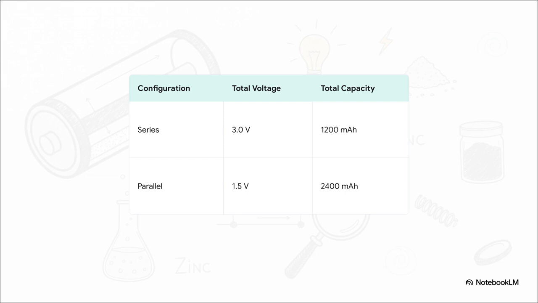Conversely, if we wire them in parallel, connecting all the positives together and all the negatives together, the voltage stays at 1.5 volts. However, the paths merge at the supply, meaning we essentially double our pool of available energy, bringing our total capacity to 2400 mAh. Basically, one boosts the pushing force while the other extends the lifespan.